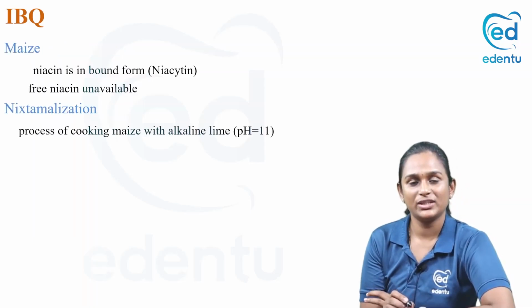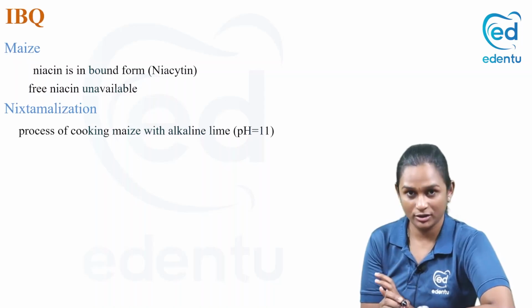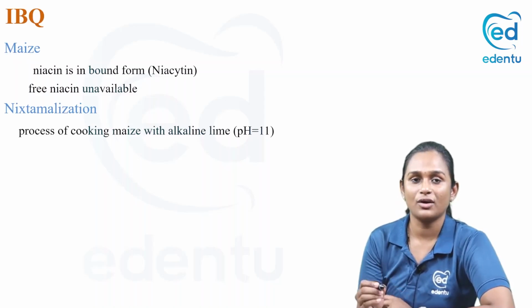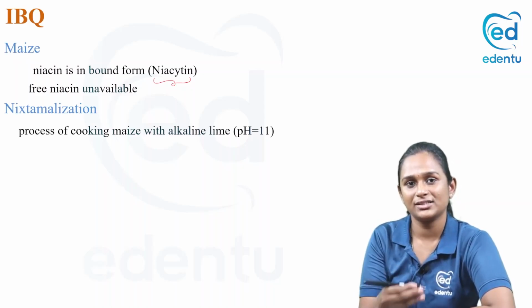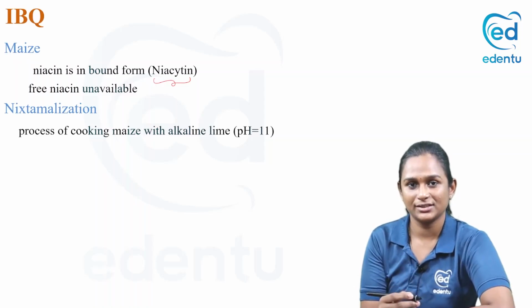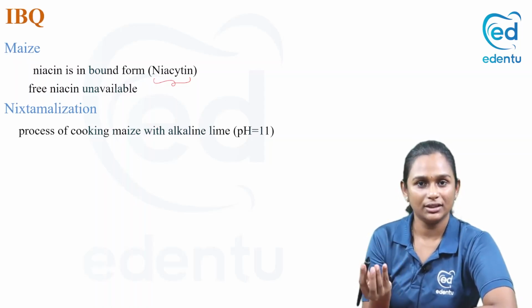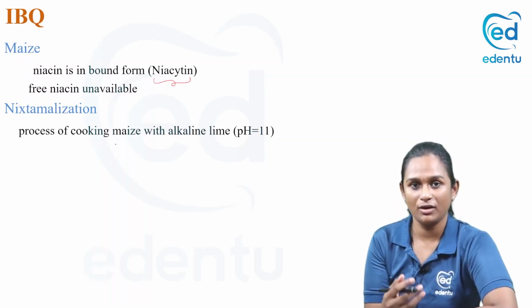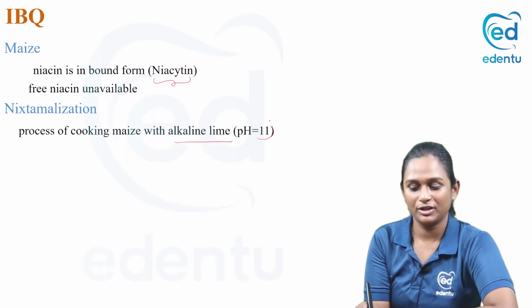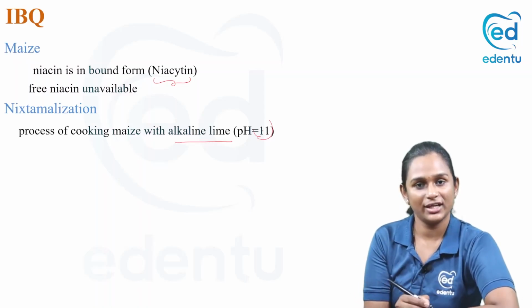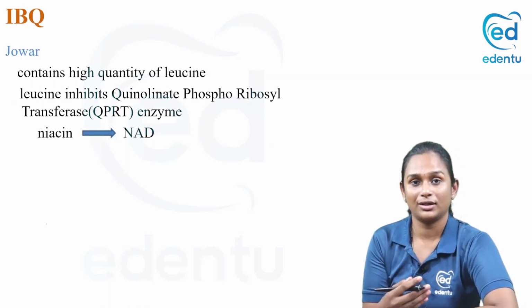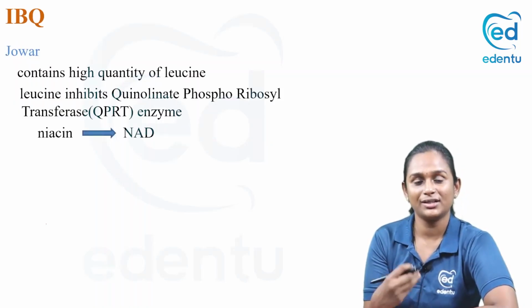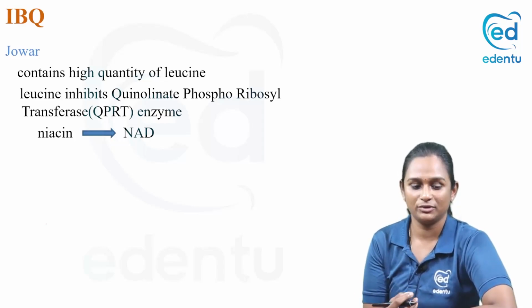What happens when the person consumes corn as their staple diet for a long time? If you see, in corn, niacin is not available in the free form. It exists in the bound form called niacytin. Free niacin is not available for absorption. So how can this be converted to free niacin? By alkalinizing the corn. Processing the corn in an alkaline pH, at a pH of 11, will result in the conversion of niacytin to niacin. So usually people cook maize in an alkaline pH so that niacytin is converted to niacin and niacin is available for absorption.